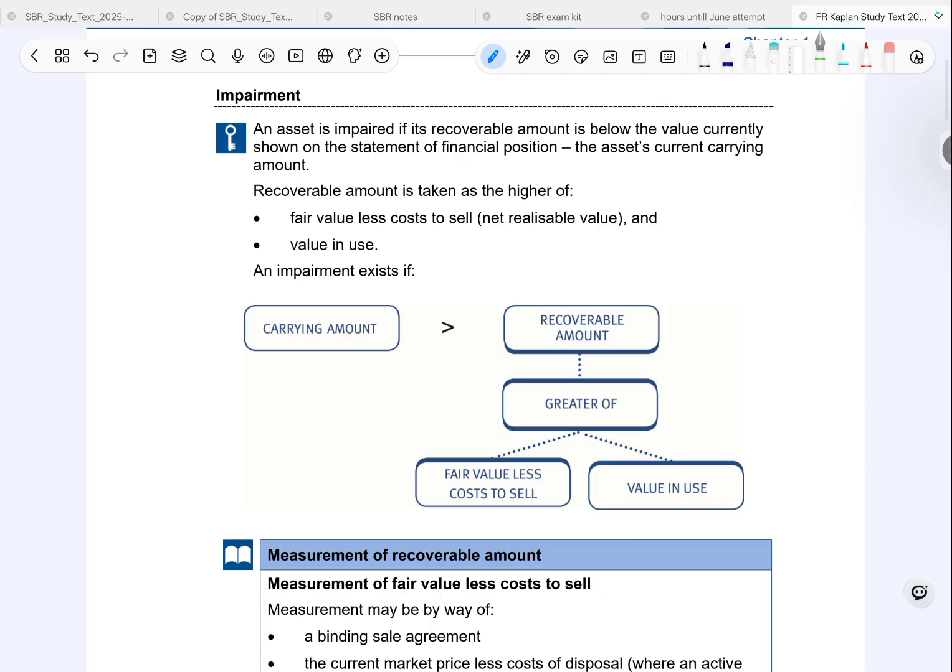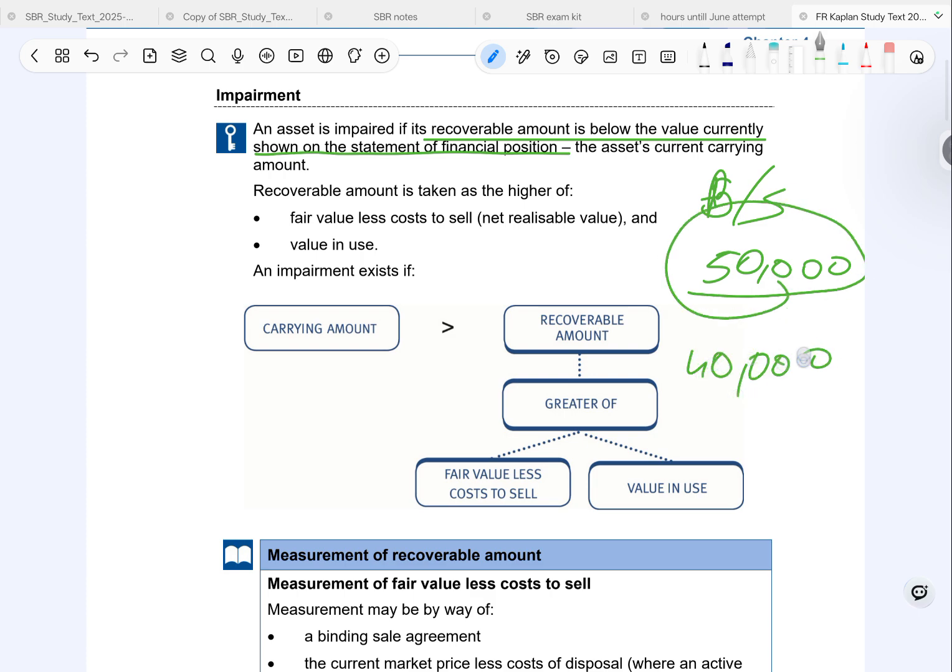Maybe you purchased an asset for 50,000 in 2023, but right now in 2026, because we have used that asset, or maybe some damage has happened to it, the value is not the same. It's not 50,000, it's 40,000. So that is called your impairment. An asset is impaired if its recoverable amount is below the value currently shown in the statement of financial position. So maybe in your balance sheet, your asset is priced at 50,000, but if you try and sell it in the market, you will only receive 40,000. So 50,000 is not the value of your asset, 40,000 is. So it should be recognized at 40,000 in your balance sheet also.